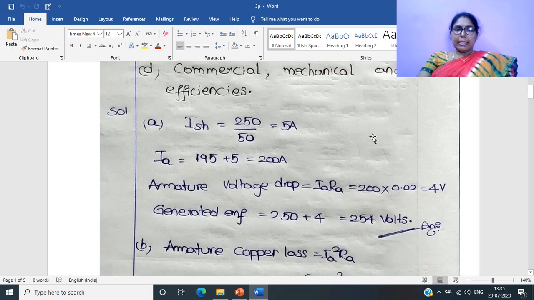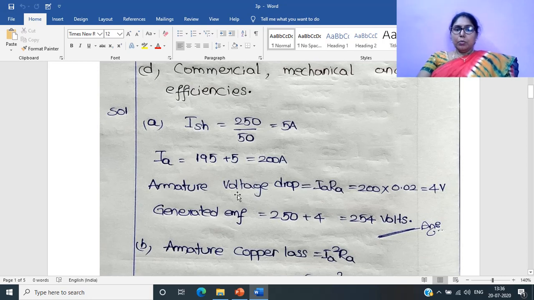So I'll start calculating the first one. What is the shunt current in the given problem? That is voltage by the corresponding shunt resistance. So 250 by 50, which is equal to 5 amperes. Now, what is the total armature current? It is the summation of load current and shunt field current. So armature current equals 195 plus 5, which is equal to 200 amperes.